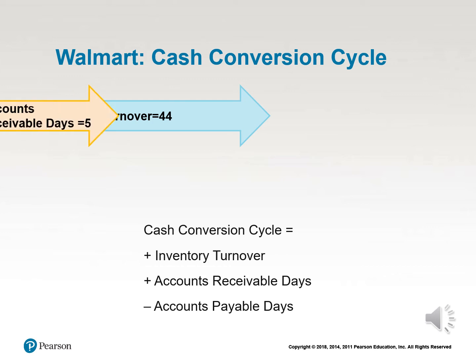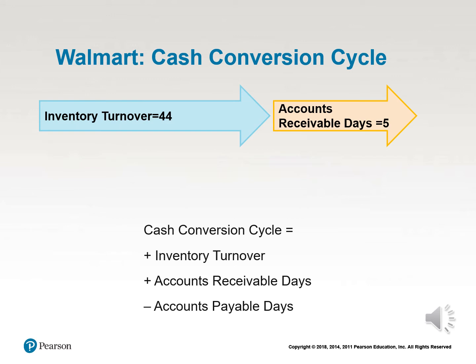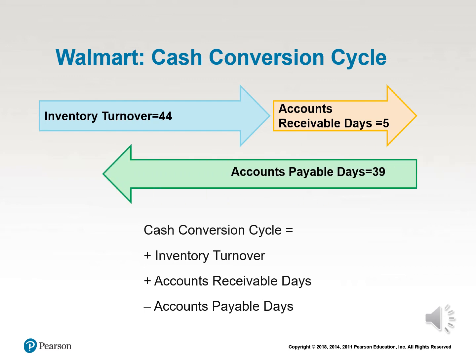The accounts receivable days is just 5 days. That's because most of their customers pay in cash immediately. And the accounts payable days is 39 days. That means that Walmart is paying their suppliers close to 30 days, which is probably the terms that they're allowed.